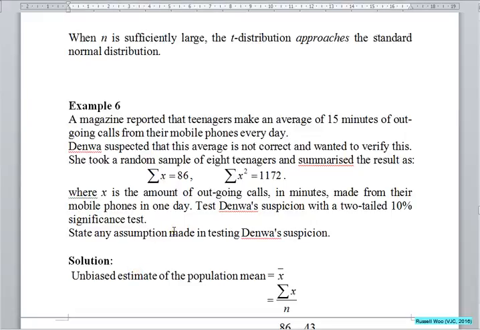Okay, example 6. A magazine reported that teenagers make an average of 15 minutes of outgoing calls. Wow, so much, 15 minutes every day. You all make 15 minutes of outgoing calls now? No lah, I don't think you all do.